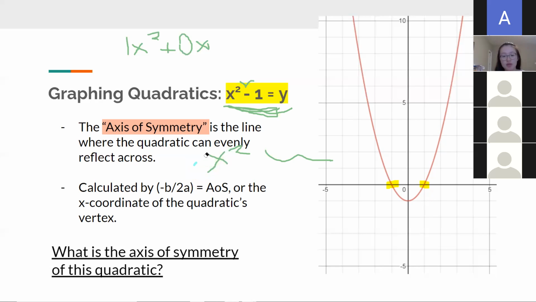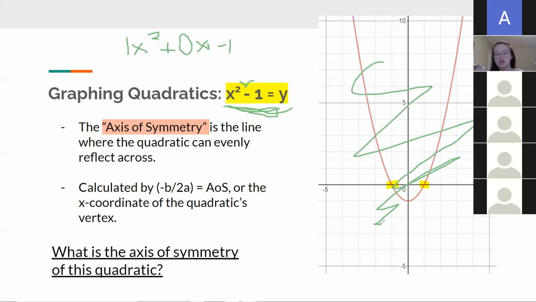So plus 0x, and what is our c term? Does anybody know the c term? -1. Yeah. So our c term would be negative 1. So okay, let's just say we don't have the graph right here. So we can't just look at the graph to find out what the axis of symmetry is. So we would have to use the formula to find the axis of symmetry.